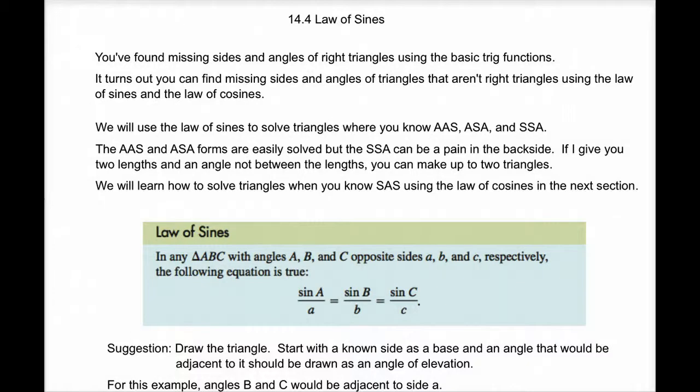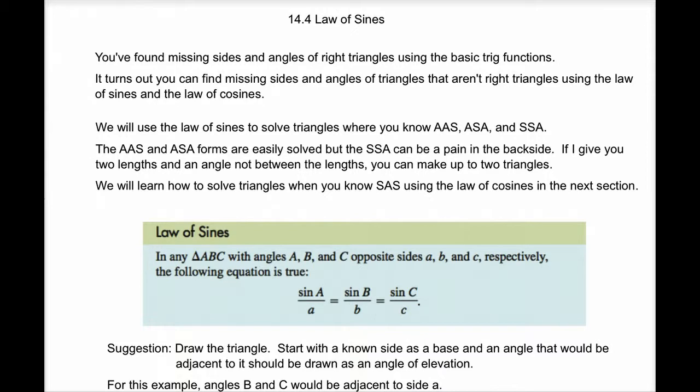Got a couple more things to cover here. The first one is the law of sines, which is lesson 14.4. We're going to use the law of sines to help us find the sides and angles of triangles that aren't right triangles. So we can figure out sides and angles of triangles that are obtuse or acute. They're not right. We won't be using any SOHCAHTOA, no Pythagorean theorem here because we're not dealing with right triangles.